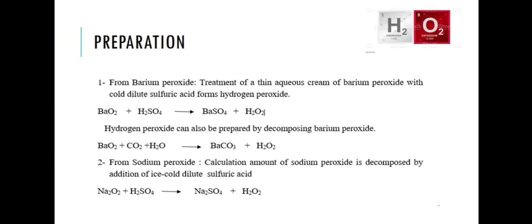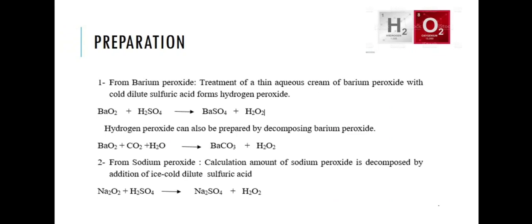The next is the method of preparation. It is prepared by two methods: the non-electrolytic method and the electrolytic method. By the non-electrolytic method, it is prepared from either barium peroxide or sodium peroxide. In the first method, barium peroxide is made into a thin cream with water. This is added slowly with constant stirring to dilute sulfuric acid, which should be kept cooled in ice.